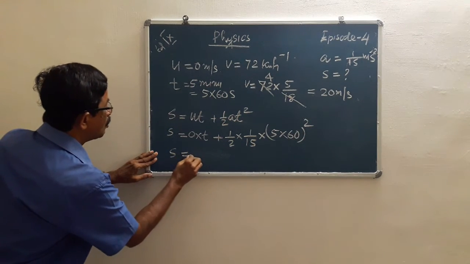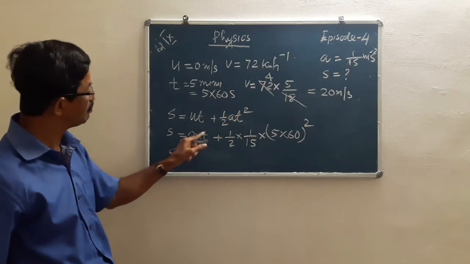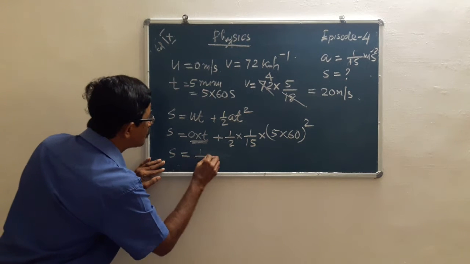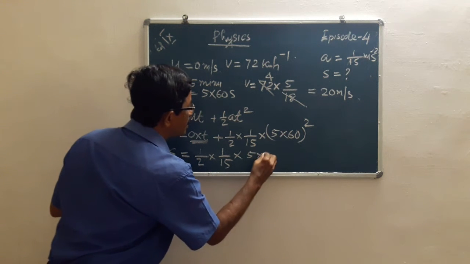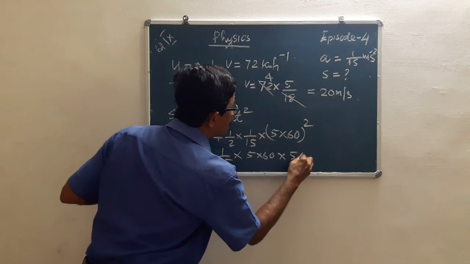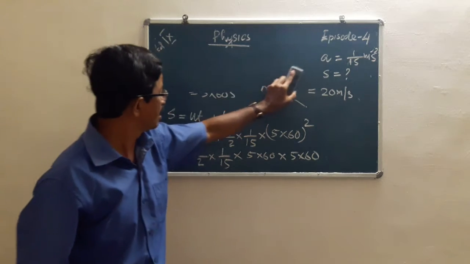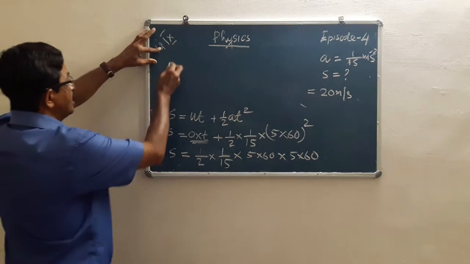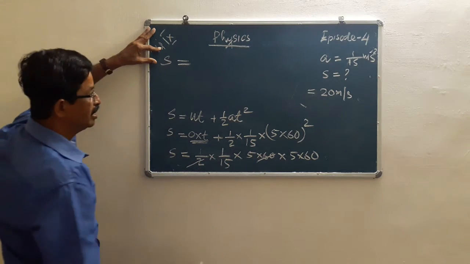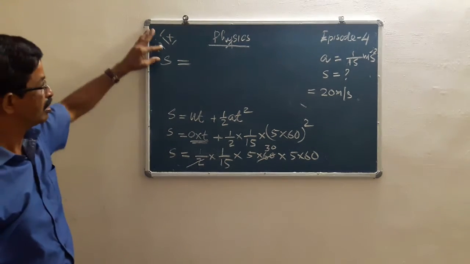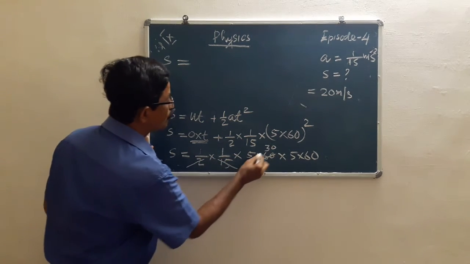This term we can simply avoid, because even if we put the value of T, it is multiplied with 0, so it has no value. So this is 1 by 2 into 1 by 15 into the square, which means 5 into 60 into again 5 into 60. Why do we write it this way? Because we can cancel some of the terms. Next step, S equal to, this 2 and this 60 cancelling, then we get 30. Now this 15 and 30 we can cancel again. In 30 how many times 15? 2 times. So here we will get 2.